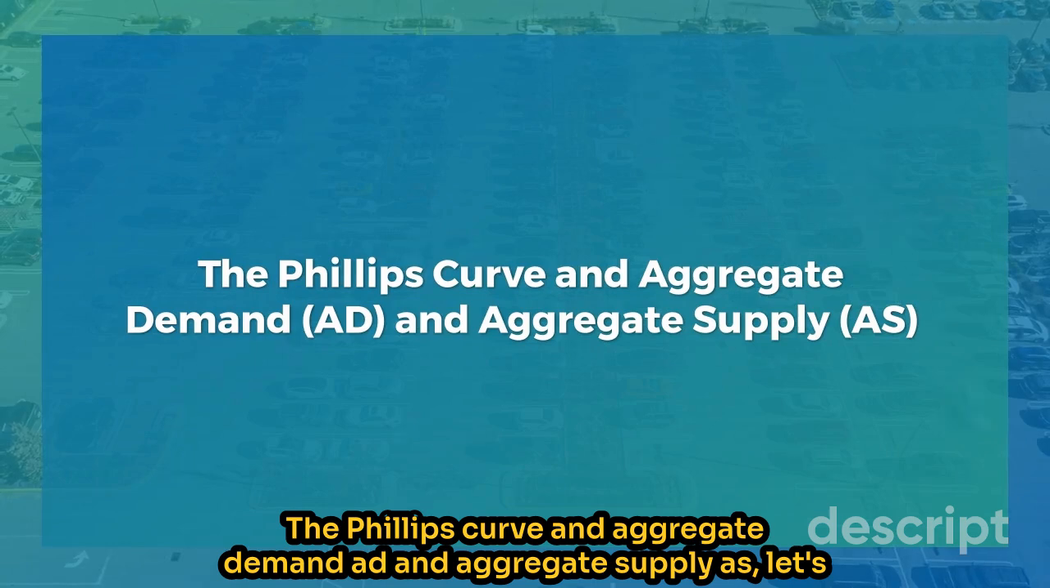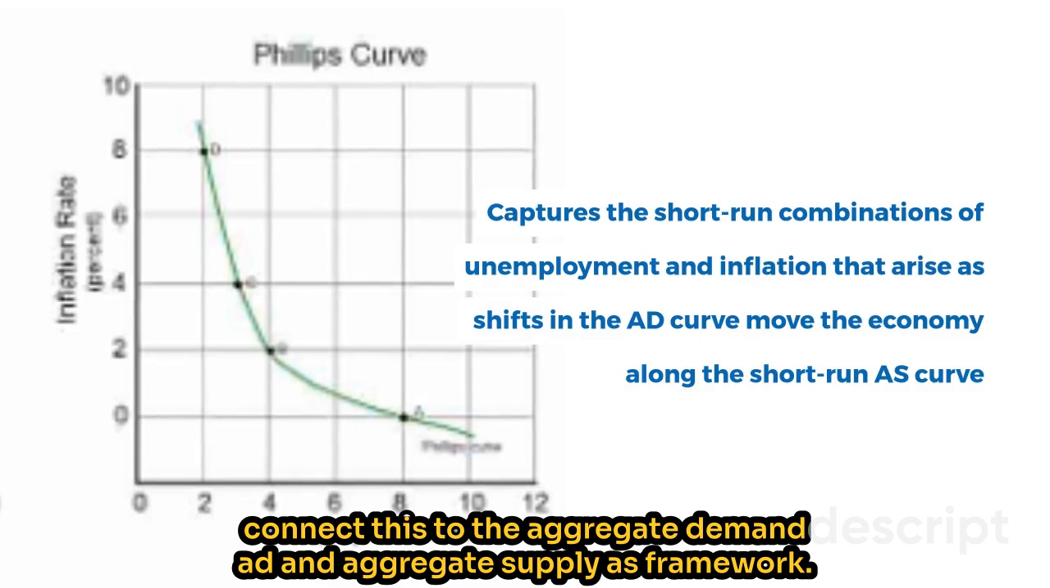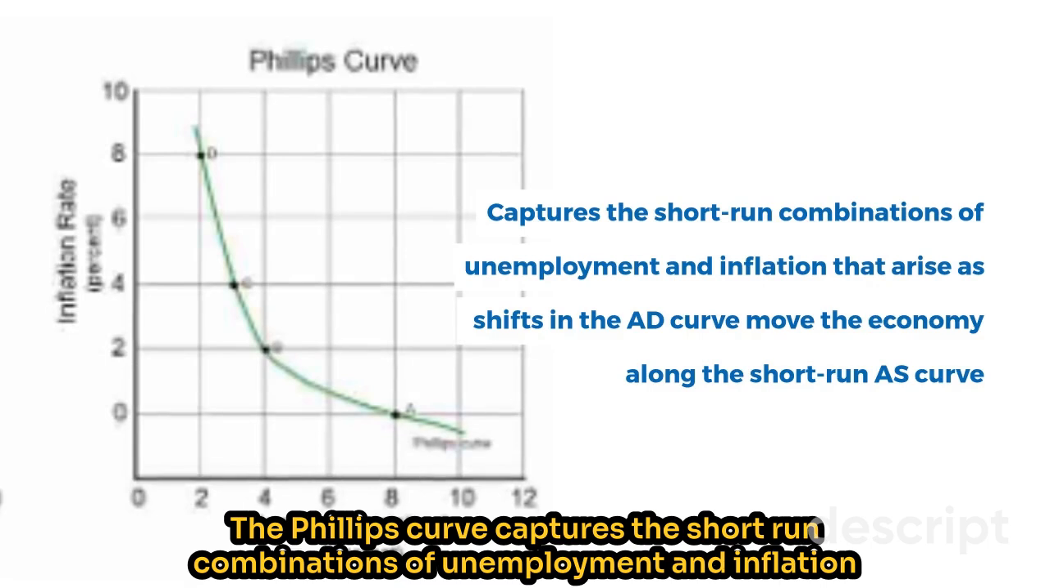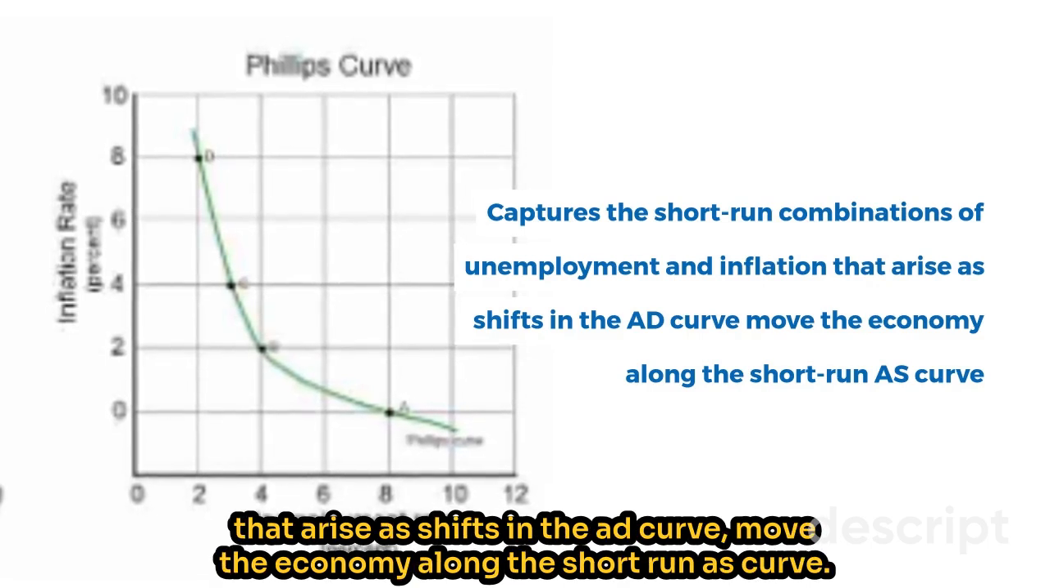The Phillips curve and aggregate demand, AD, and aggregate supply, AS. Let's connect this to the aggregate demand, AD, and aggregate supply, AS framework. The Phillips curve captures the short-run combinations of unemployment and inflation that arise as shifts in the AD curve move the economy along the short-run AS curve.